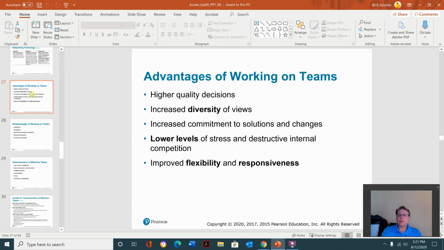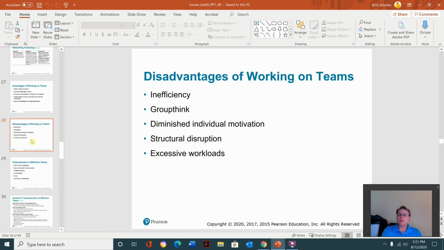So let's go here. Advantages of working in teams: increased diversity, lower levels of stress, and improved flexibility and responsiveness. Disadvantages: inefficiency, groupthink, where everybody might just agree and move on even if that's not the best solution, diminished individual motivation, structural disruption, and excessive workloads. You've been in groups before where one person is given more than anybody else to do, and so that's excessive workload.